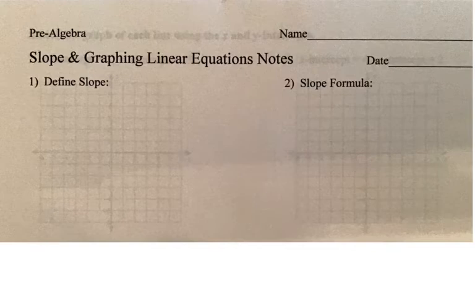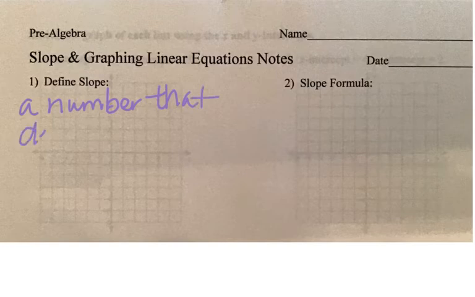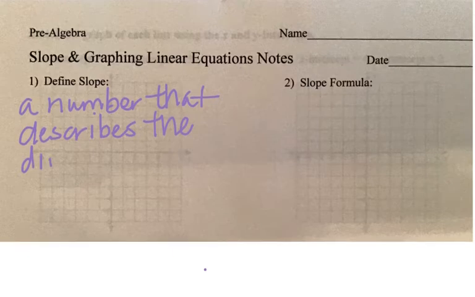So slope is a number that describes the direction and the steepness of a line. So go ahead and write that down. A number that describes the direction and steepness of a line.